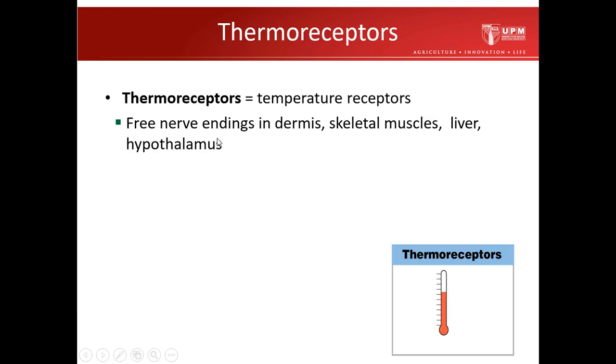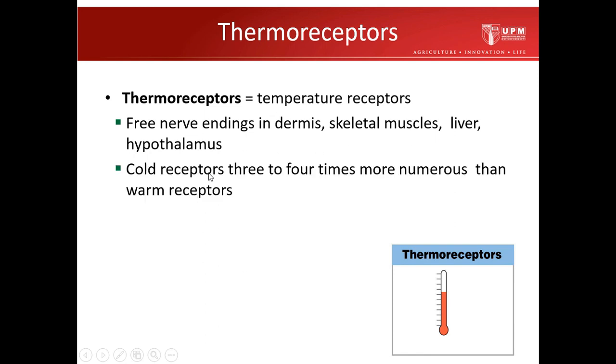So thermoreceptors are free nerve endings, which are located in the dermis, skeletal muscle, liver, and also in the hypothalamus. Thermoreceptors are phasic receptors. So they are very active when the temperature is changing, but then they quickly adapt to a stable temperature.